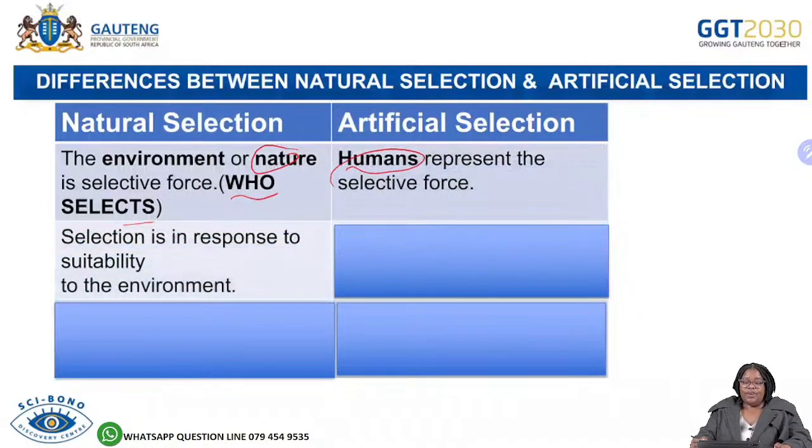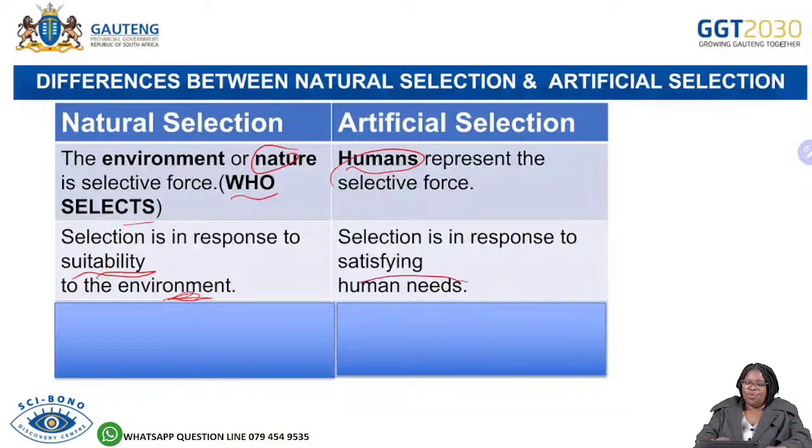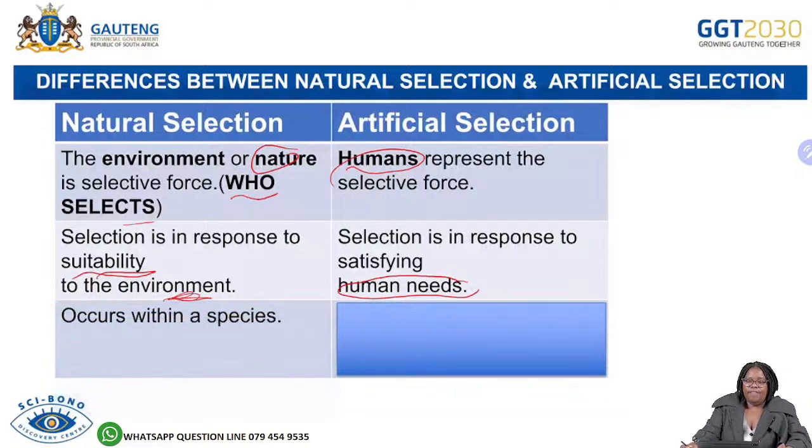Right. Another difference between the two, selection is in response to suitability to the environment. So nature is the driving force here. And with artificial selection, selection is in response to human needs. Like I gave you an example to say, there's this period whereby we need to buy that chicken for food, and then what will farmers do? They will make sure that they grow those quickly so that they satisfy your needs. That's exactly the point.